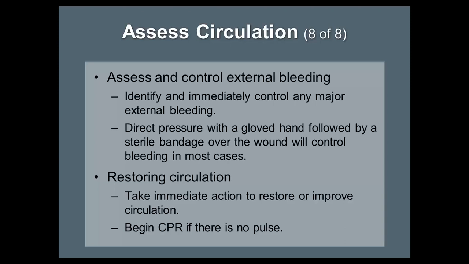So look for evidence of bleeding. Do you see it? Do you see blood squirting anywhere? Is it on the clothes or anywhere underneath them? Arterial blood is going to squirt and probably project, but venous blood, continuous steady flow, that can be deadly as well. Direct pressure of the gloved hands, sterile bandage over the wound, and most of the time that will take care of it. Major bleeding on extremities, right away you might need to start going to a tourniquet if it is that bad. We'll talk more about that in trauma.